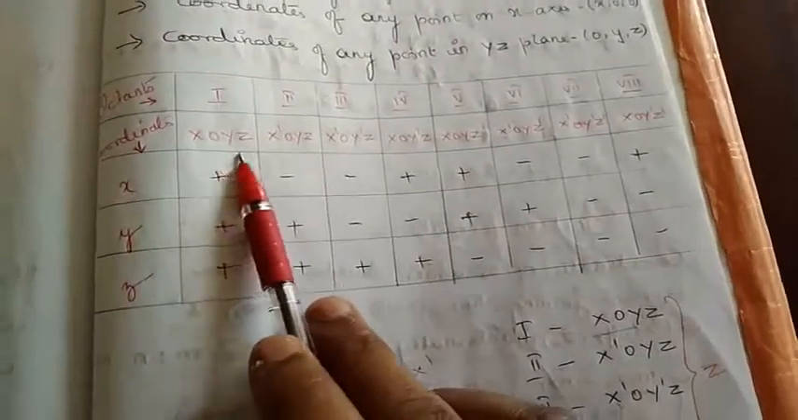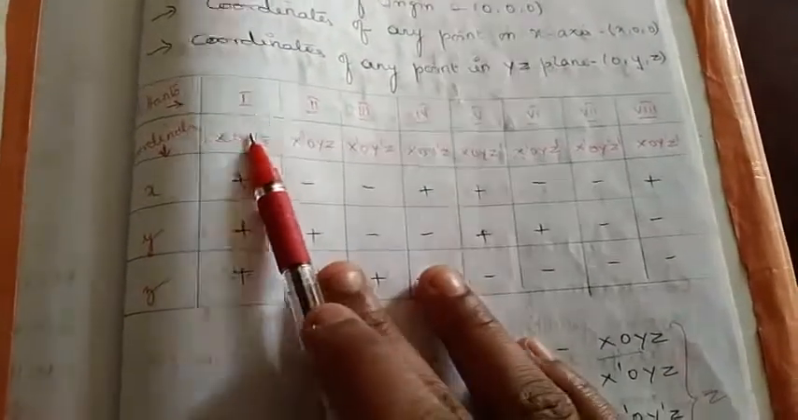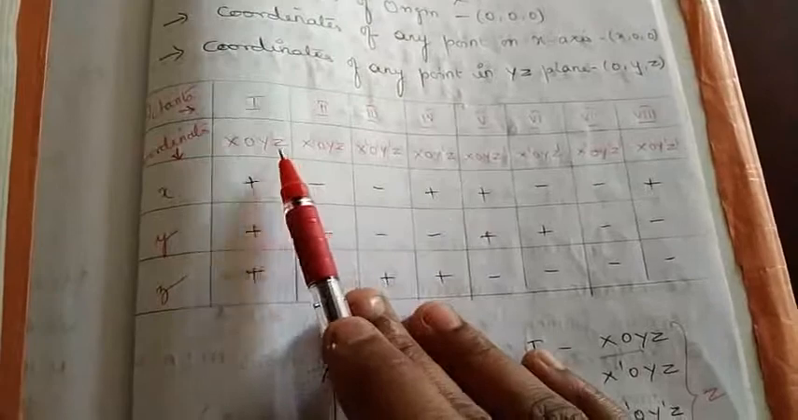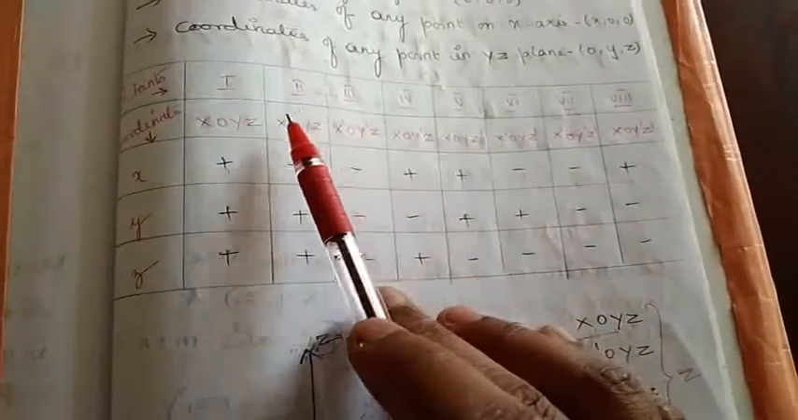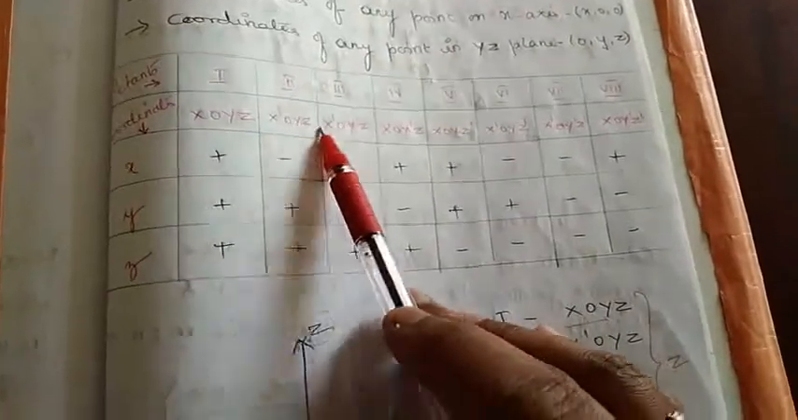How to assign the sign here? When you have x, o, y, z, it will be plus. When you have the dash, then it is minus. So in the first octant, x, y, z, all the 3 are positive. In the second octant, x alone is negative, y and z are positive. Likewise, you have to assign the sign for all the coordinates in the 8 octants.